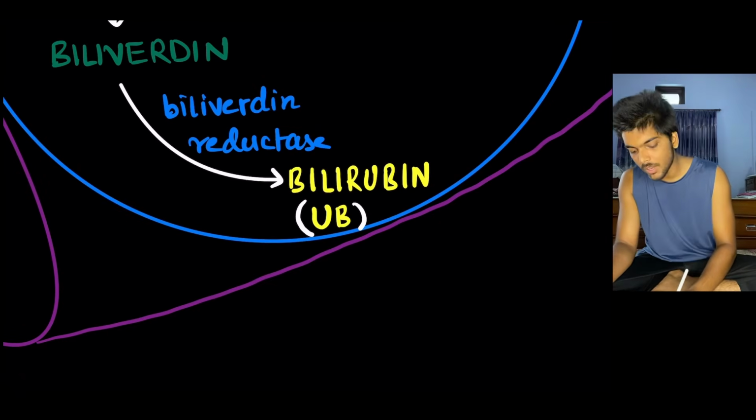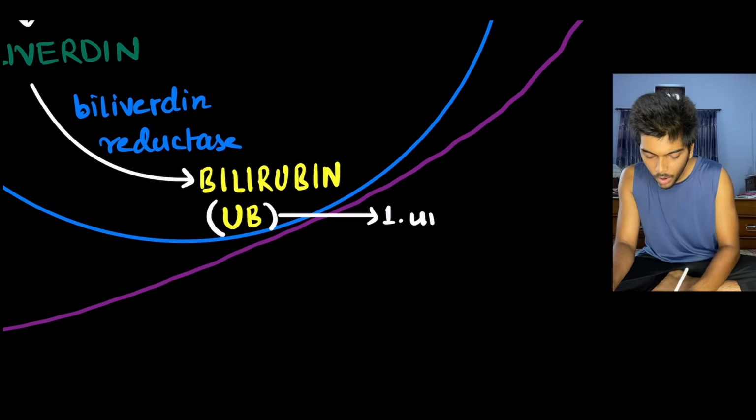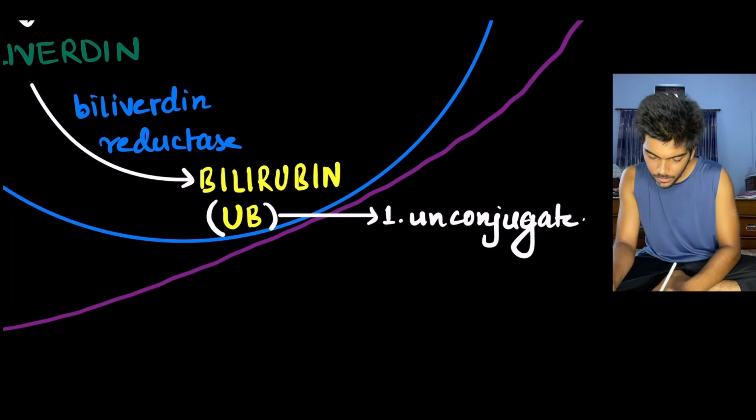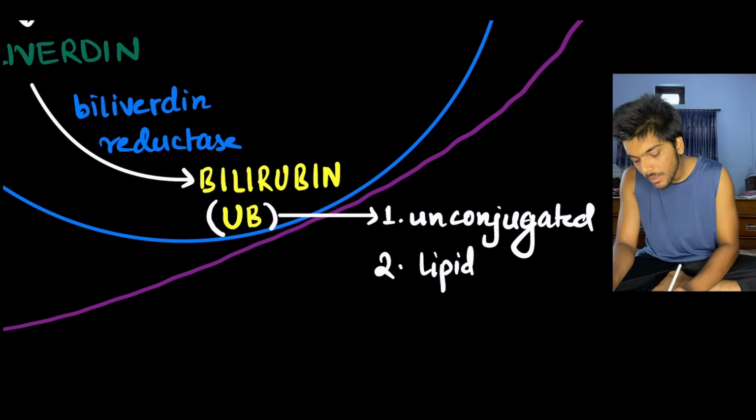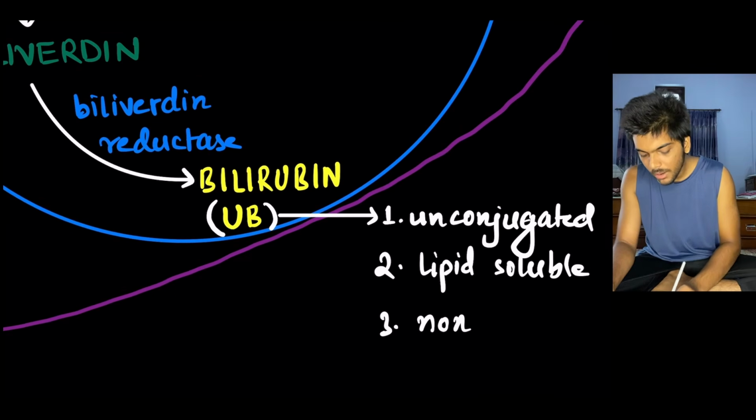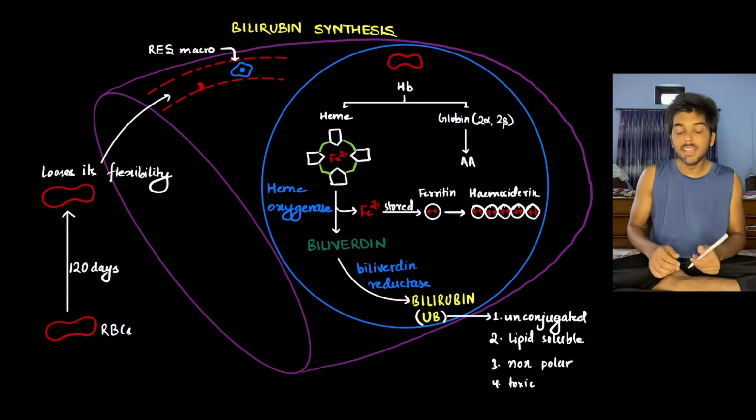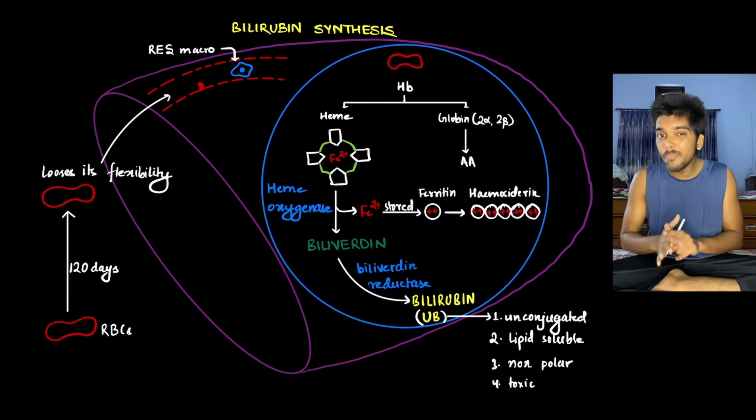Few properties of unconjugated bilirubin. Number one, it is unconjugated. Number two, it is lipid soluble. Number three, it is non-polar. And number four, it is toxic. Remember the 4 points. It is unconjugated, it is lipid soluble, it is non-polar, it is toxic.